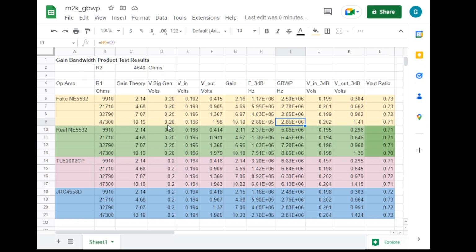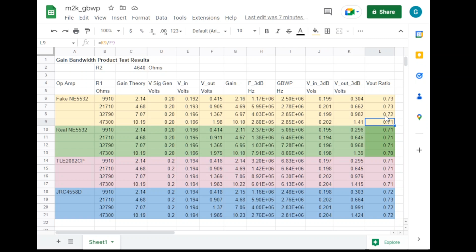I also recorded the theoretical gain, the gain that we actually saw at low frequency, the voltage of the input signal and the amplitude of the output signal at low frequency. Then the voltage of the input, which should be about the same at high frequency, and the voltage of the output at high frequency, which should be about 70 to 71 percent of the input. This column shows the amplitude being about what's expected. You can see there's a little bit of variation, but basically the procedure works pretty well. There's just a little bit of error involved.